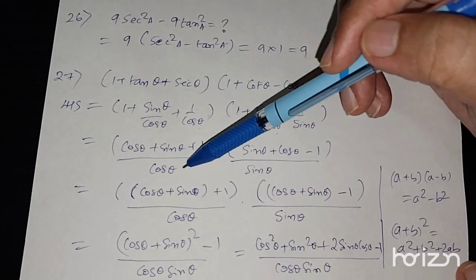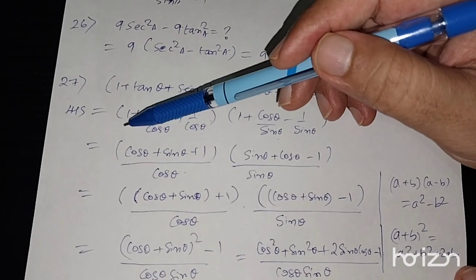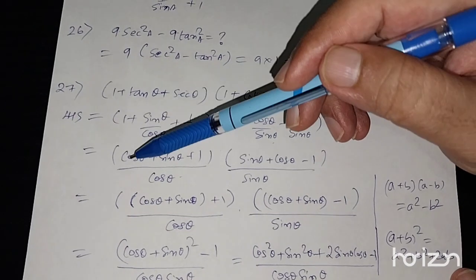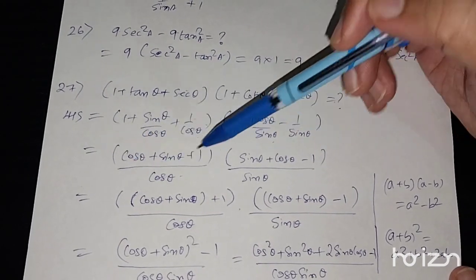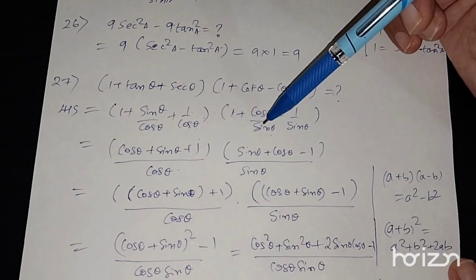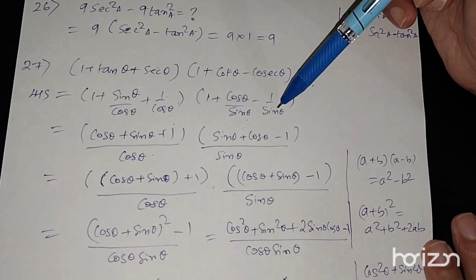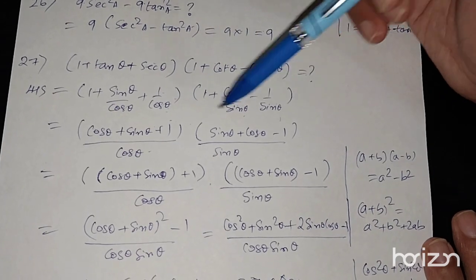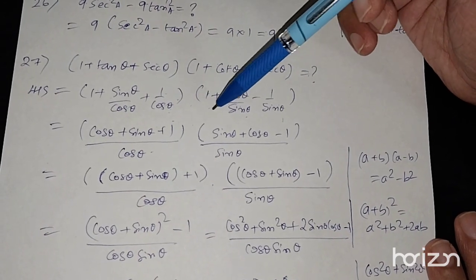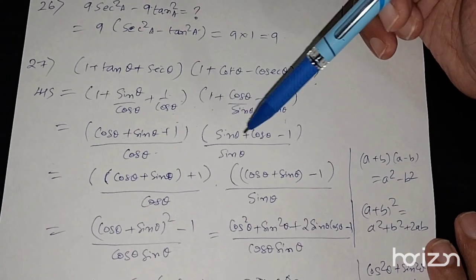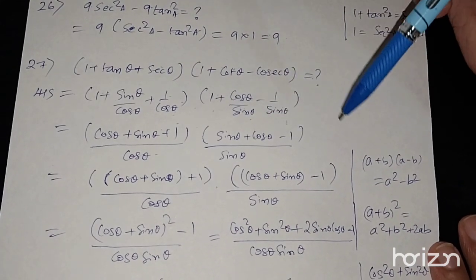Okay. So the LCM is cos theta. The denominator becomes cos theta, which means the numerator also has to be multiplied by cos theta. So here you get cos theta, and in the bracket cos theta plus sin theta minus 1. Similarly, here you have sin theta in the denominator, but 1 doesn't have sin theta in the denominator. So we have to take the LCM, and you'll get sine theta, and the numerator also will become sine theta. So we get sine theta plus cos theta minus 1 here.